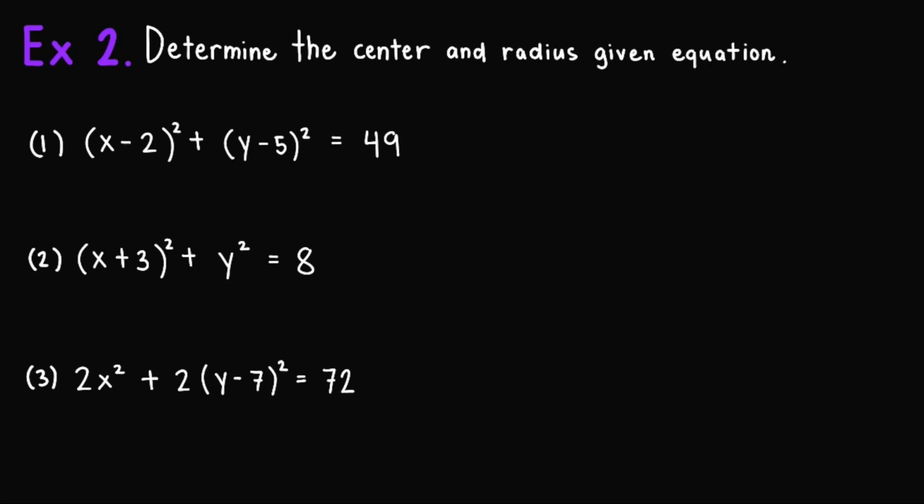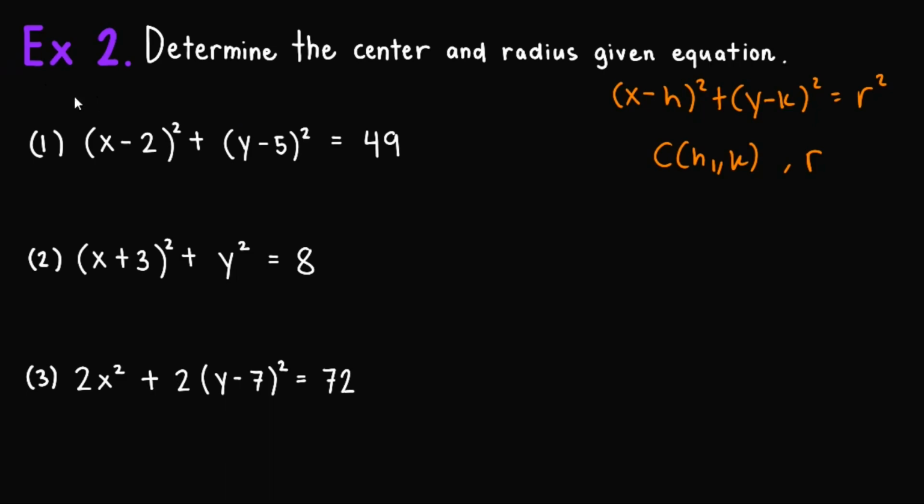Okay, so let's start. So again, to answer this problem, we take note that the center radius form that we learned earlier is given by (x − h)² + (y − k)² = r², wherein the center is given by (h, k) out here and the radius is given by the r on the right side of the equation. So let's try to apply this in our examples.